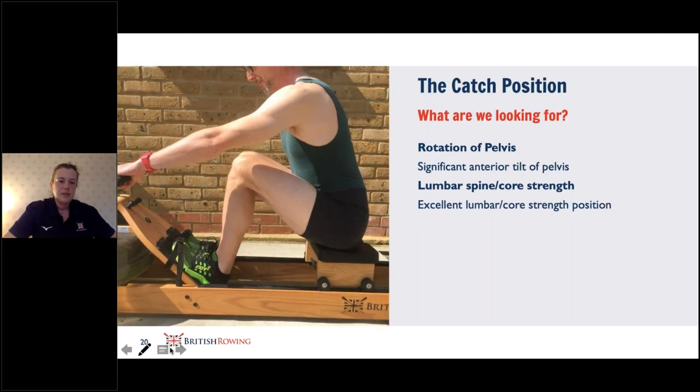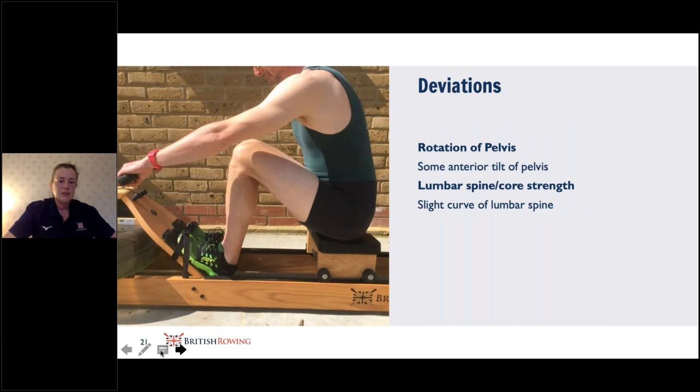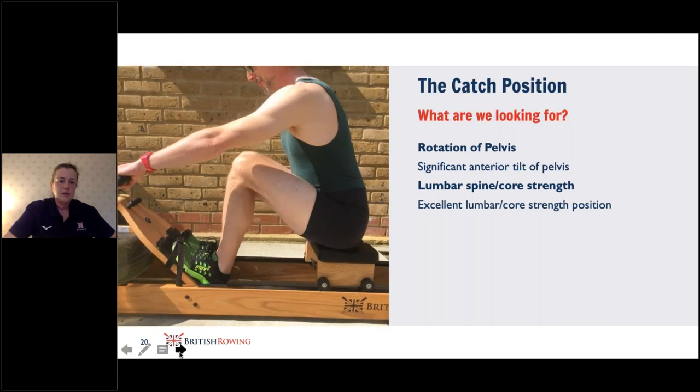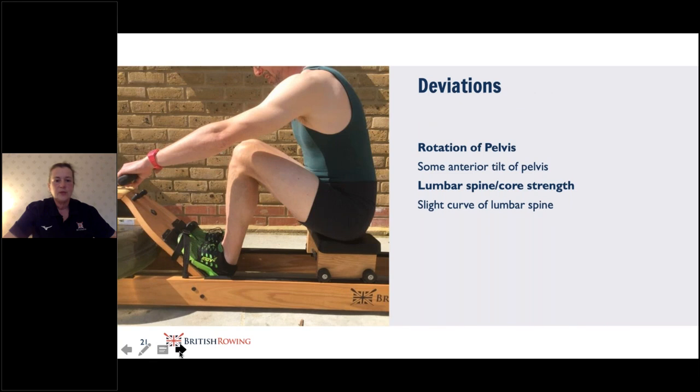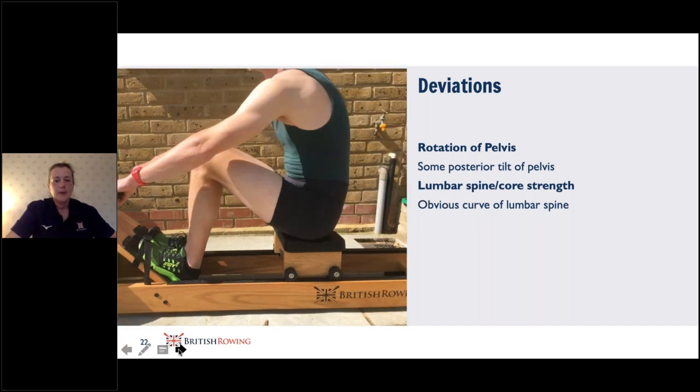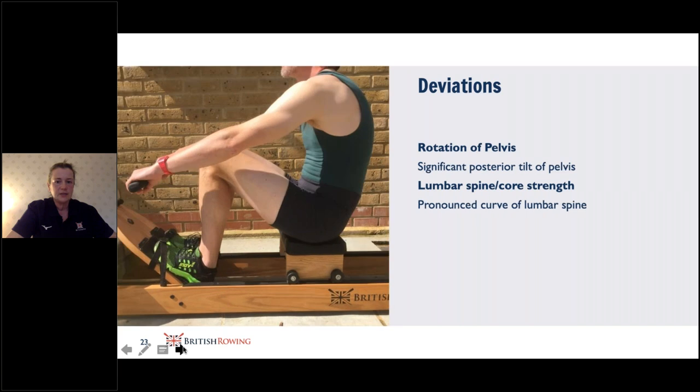One thing to notice between these two is the body position. The body position is coming backwards, so we're not getting that rock forward. People always talk about body lean, so we're losing that body lean that we get as a result of the pelvic position. Equally, this next one has a lot more backward posterior tilt of the pelvis, and there's quite an obvious curve in the lumbar spine as well. And these are some of the key deviations.